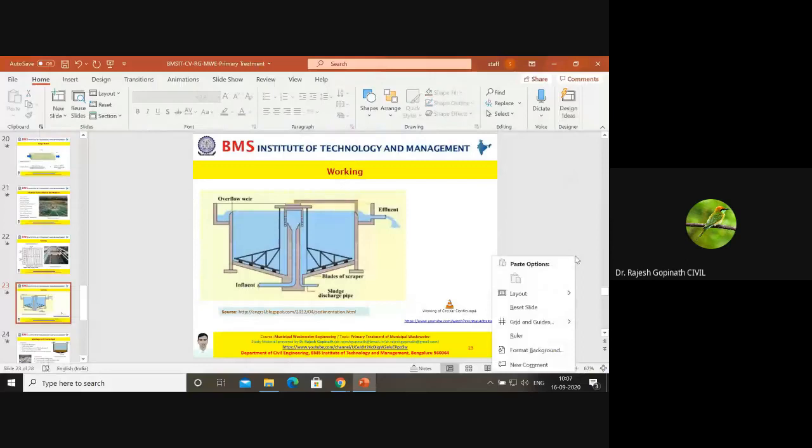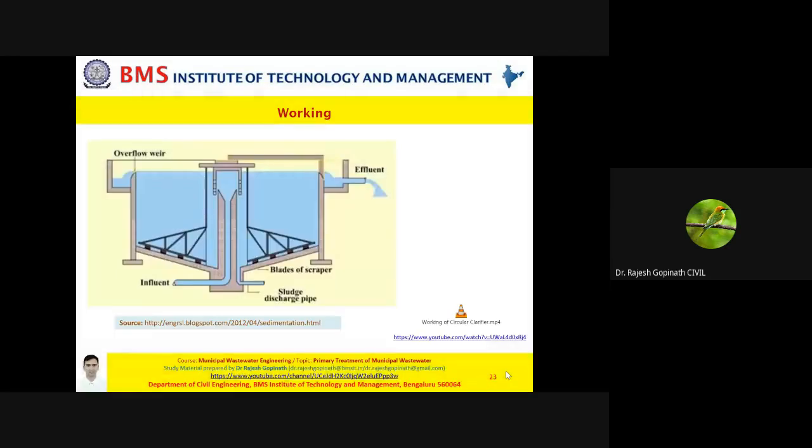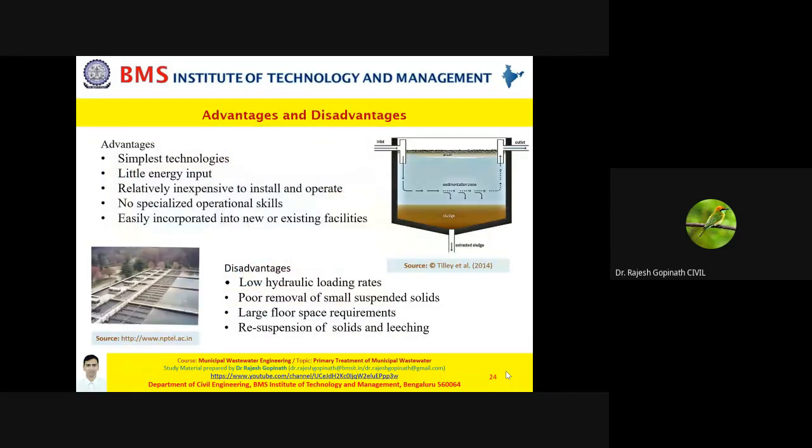Now let's continue with this session. So you understood how a primary clarifier, a circular clarifier functions. Even if I say secondary clarifier, the working remains the same. Now, what are the advantages and disadvantages of a sedimentation tank? In terms of its operation, the technology is pretty simple. There is very little external energy required. It is economical, easy to operate. You don't need any specially trained operators.